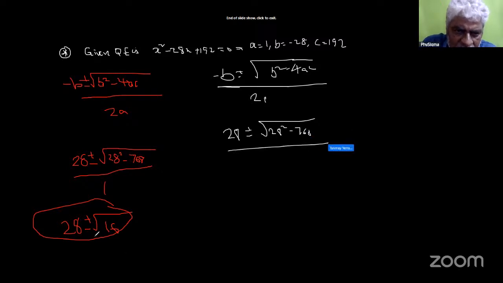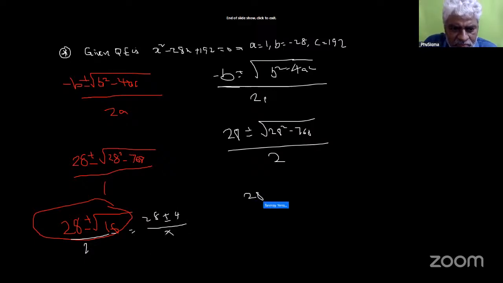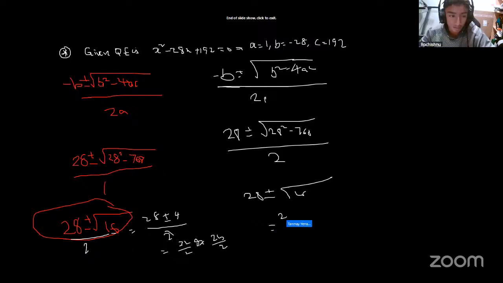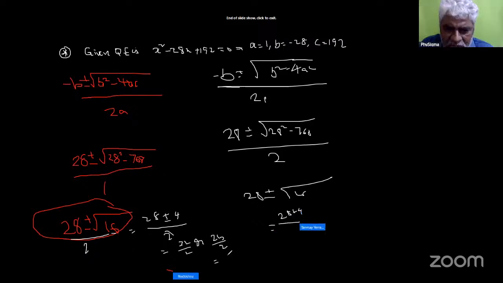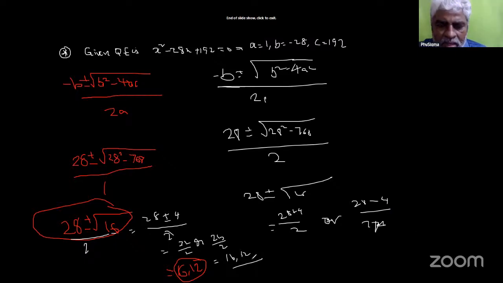Very good, correct only. By 2a. 2a means 2 into 1. 28 plus or minus, what's the root of 16? 4. Right. By 2. Which means 32 by 2 or 24 by 2. If we use plus, it will be 32. Answer is 32 by 2 means 16. 24 by 2 means 12 only. Got it?